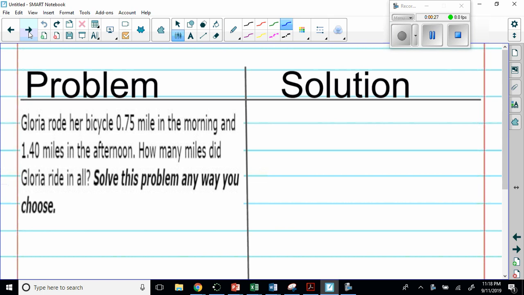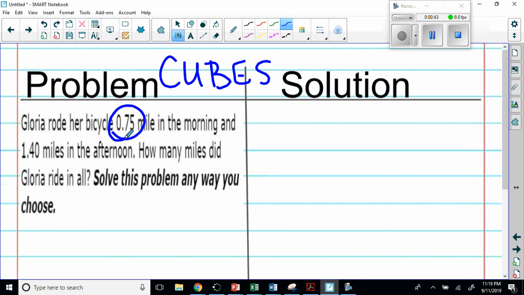Okay, so before we start looking at our problem, we need to remember cubes so we understand what we're trying to figure out. So I always write this up there to remind me of those steps. Okay, we need to go through and circle the important numbers. 75 hundredths and 1 and 40 hundredths. I know that doesn't want to circle very well again. Those are the important numbers that we need to identify.